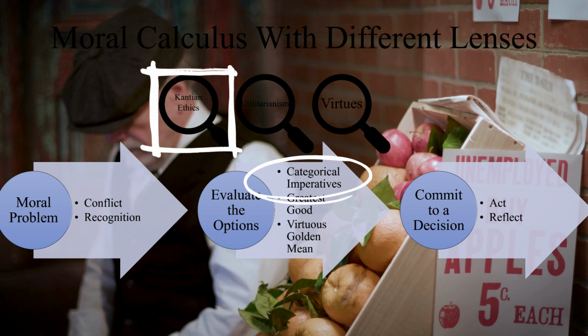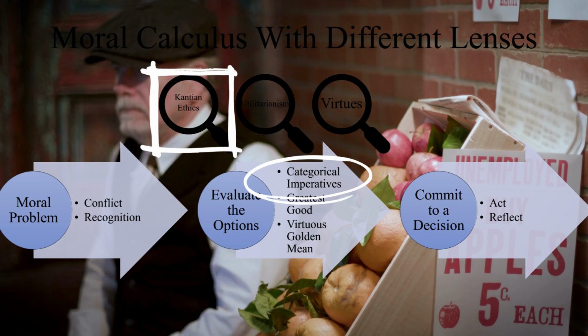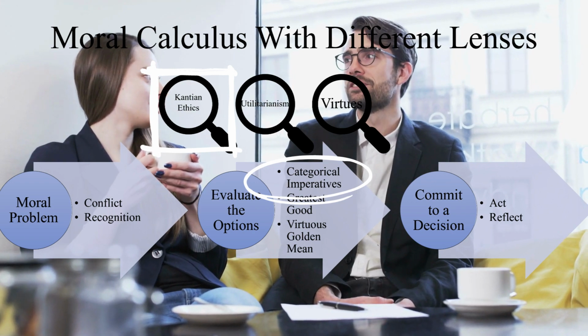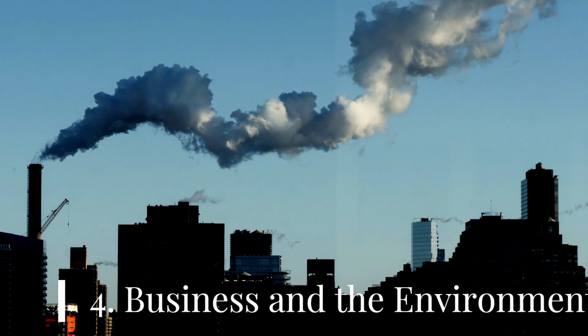And of course, this fails the second formulation of the categorical imperative also, since lying to manipulate customers doesn't respect them as rational beings, thus using them instead as means to ends, not treating them as ends in and of themselves.